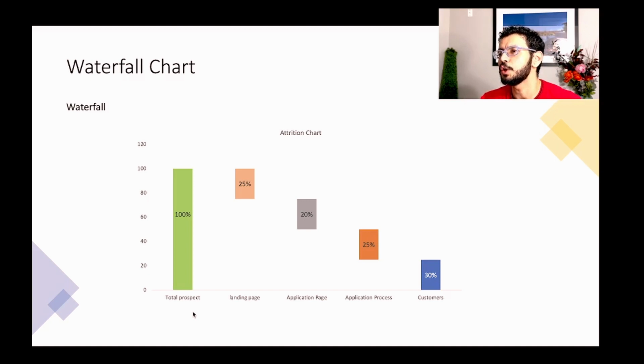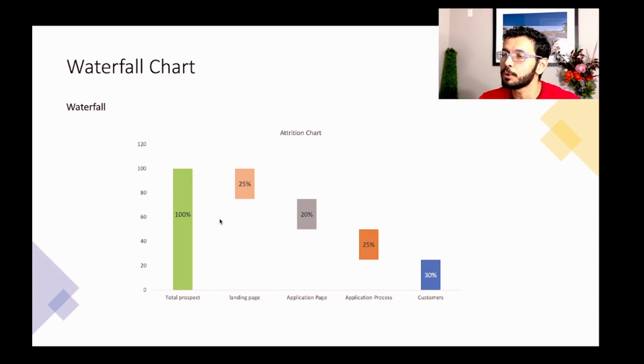Over here, you have what percentage of prospects attrite as they go through the overall application journey in a particular website. So let's say you are going on a credit card website, you have to go through 3-4 different pages before your application process is complete. That's what they're trying to show here. Overall, you have 100% of people coming in. About 25% of people are attriting right at the landing page itself. An additional 20% attrite at the application page, and an additional 25% attrite at the application process.